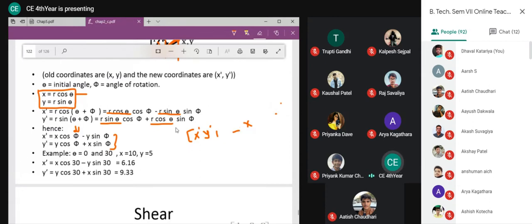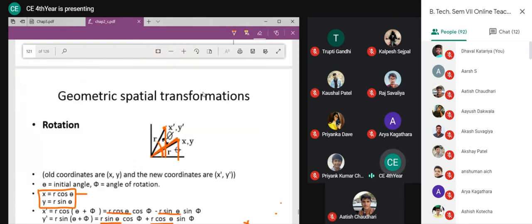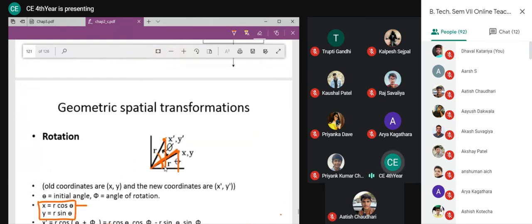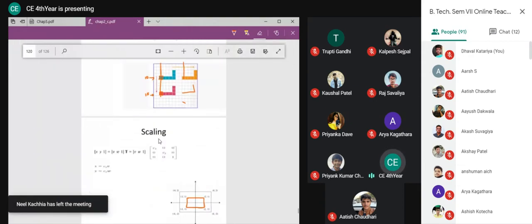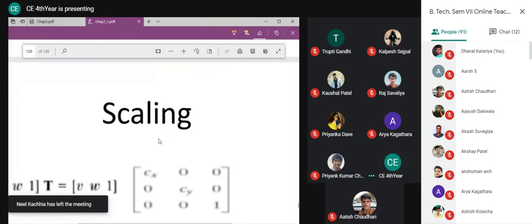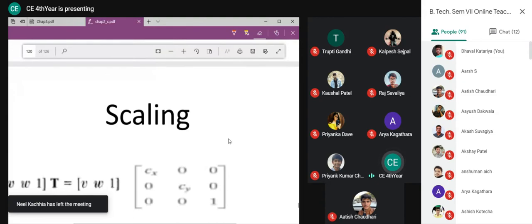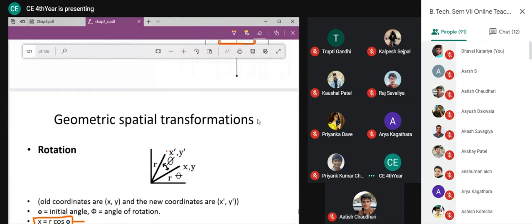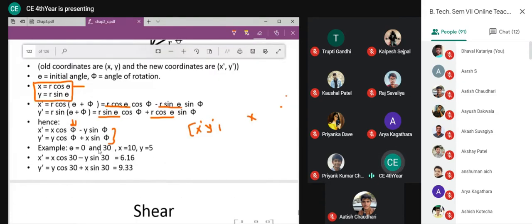Now what was remaining here? Suppose my theta is 0. Theta is my original angle. Original angle was 0, that means it was a horizontal line earlier, and now I want rotation by 30 degrees. That means my phi is now 30. So I want rotation by 30 degrees.